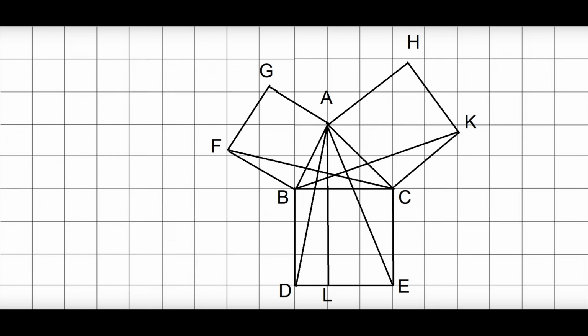Proposition 47. In right-angled triangles, the square on the side subtending the right angle is equal to the sum of the squares on the sides containing the right angle.